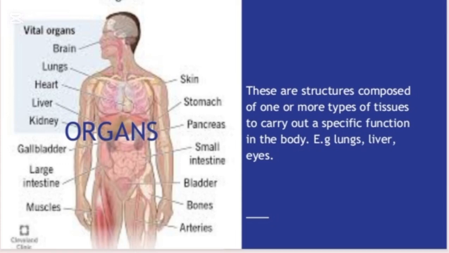So the next one we shall be covering in the hierarchy of organization are the organs. The organs are structures composed of one or more types of tissues to carry out a specific function. Examples of organs are liver, lungs, skin, eyes, things like that.